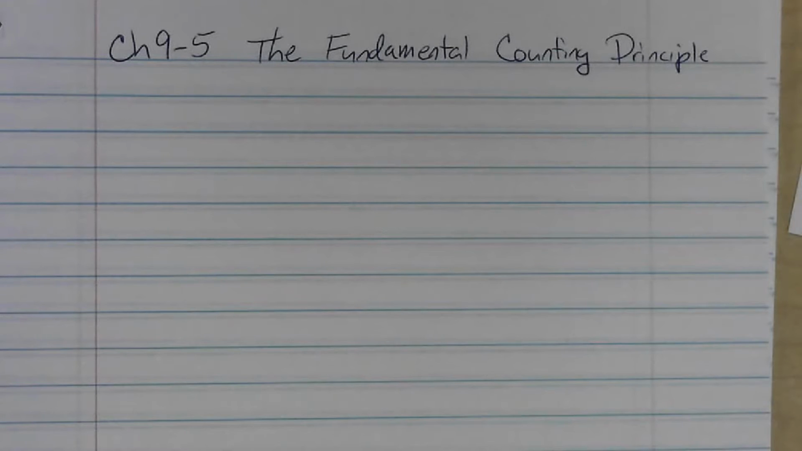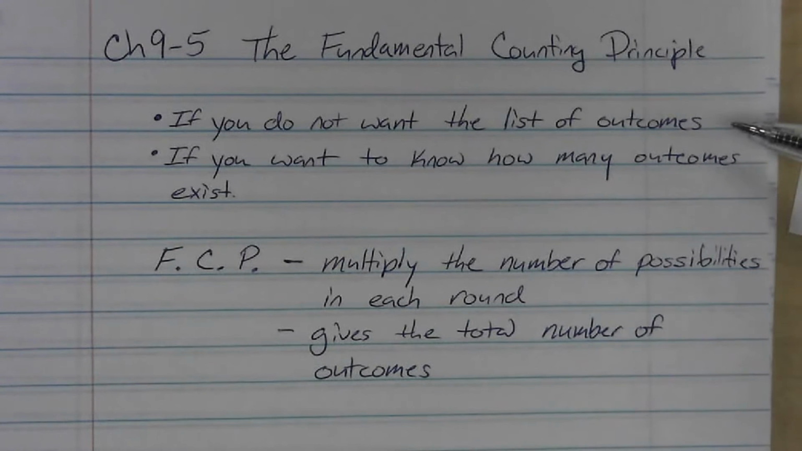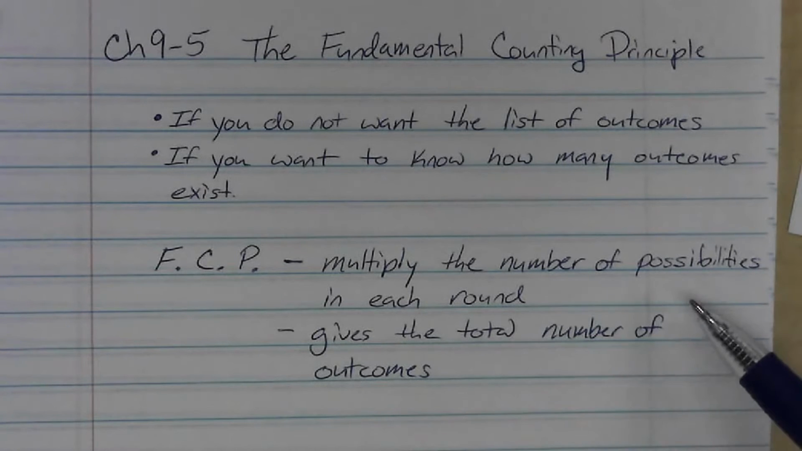Time for Chapter 9, Section 5, the Fundamental Counting Principle. Okay, so the fundamental counting principle is basically a quick way to give us the total number of outcomes. If you don't want the list of outcomes, the sample space, and you just want to know how many outcomes are going to exist in a situation, all you do is multiply the number of possibilities in each round together and you'll have the total number of outcomes.